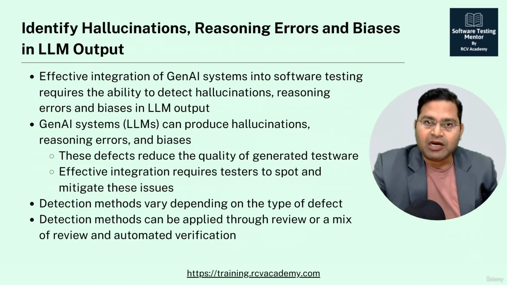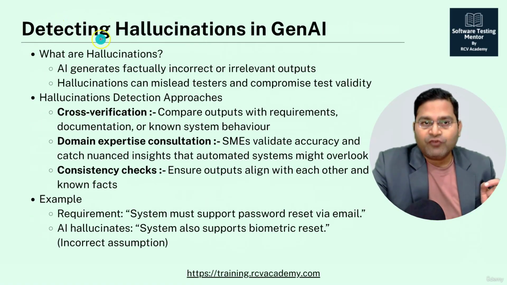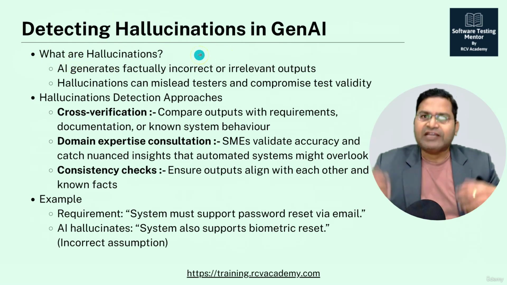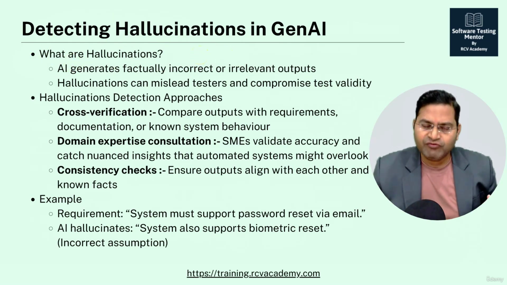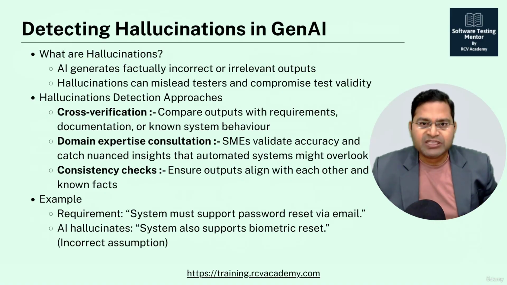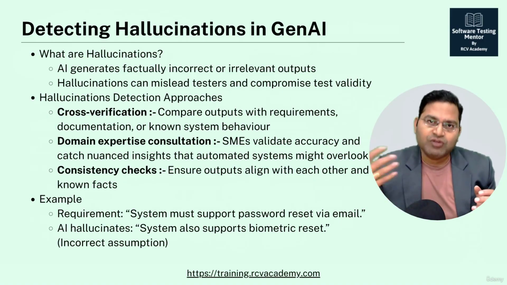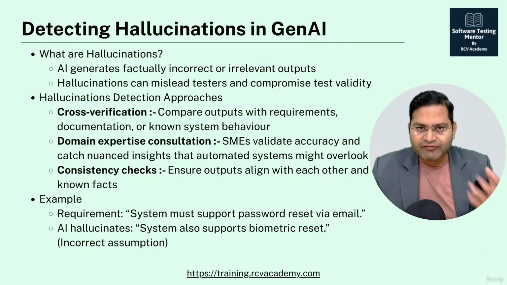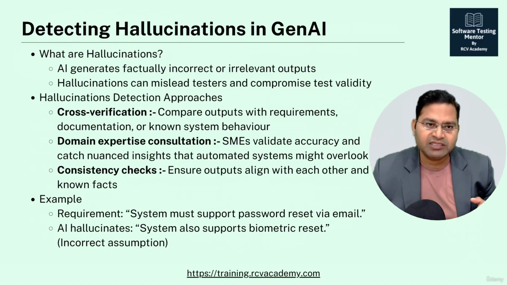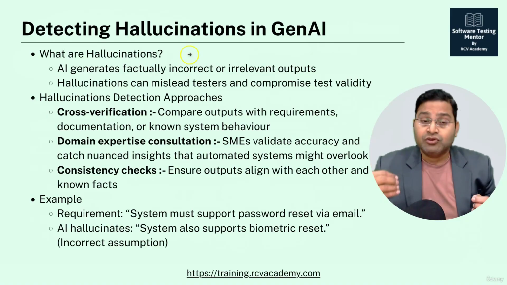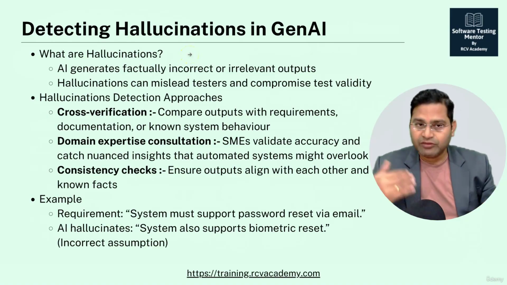So let's understand how you can identify these. For detecting hallucination in GenAI: hallucination is factually incorrect or irrelevant information being generated by the GenAI. It can mislead testers and compromise test validity. So any factually incorrect information or irrelevant output by the GenAI is hallucination. How can you detect these? Hallucinations can be detected with the following approaches.